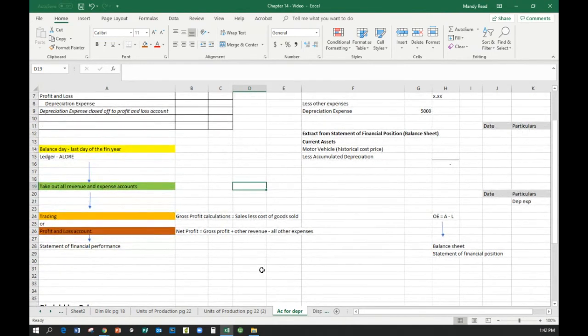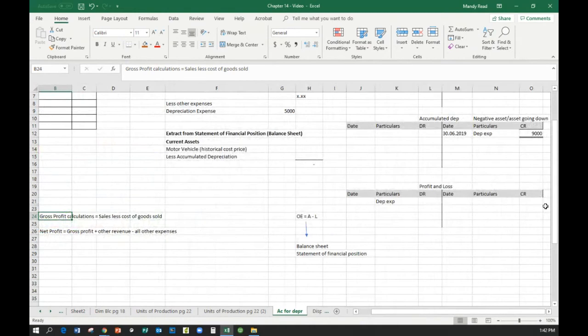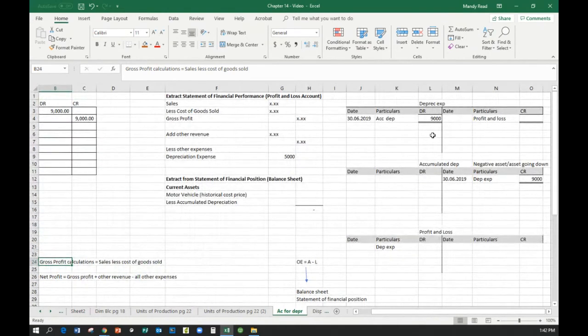So how do you know what goes where? Well, anything that is part of the calculation of gross profit, in other words, sales less cost of goods sold, is closed off to the trading account. Anything that is part of the net profit calculations, in other words, gross profit, other revenue, and all other expenses, gets closed off to the profit and loss account. So let's look now at our ledger where we have depreciation expense and our profit and loss account. Please remember that this is just an extract of the profit and loss account. There's a lot of other things that are also going to go into this account.